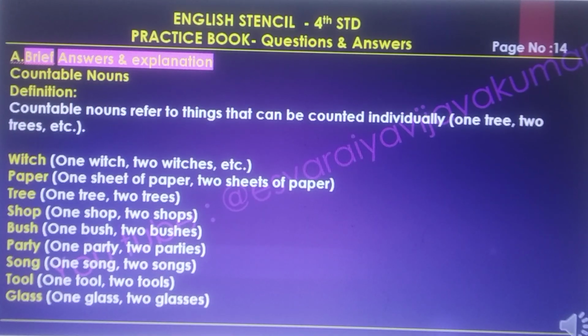And the definition of countable nouns: countable nouns refer to things that can be counted individually: 1, 2, 3. One tree, two trees, etc. Switch, one switch, two switches. Paper, one sheet of paper, two sheets of paper. Shop, one shop, two shops. Bush, one bush, two bushes. Party, one party, two parties. Songs, one song, two songs. Tool, one tool, two tools. Glass, one glass, two glasses.